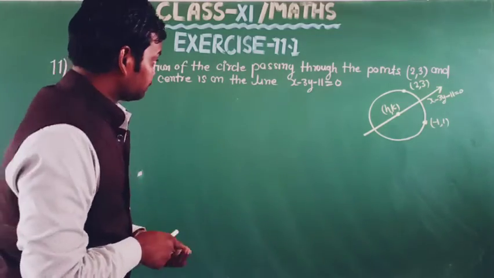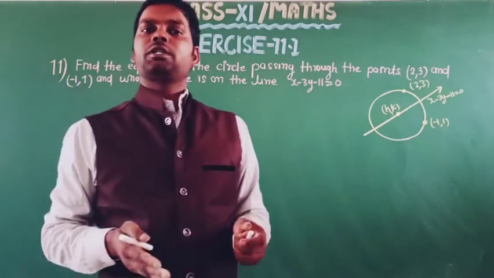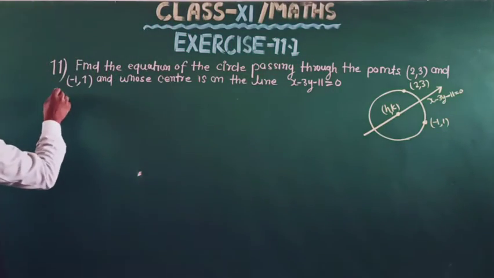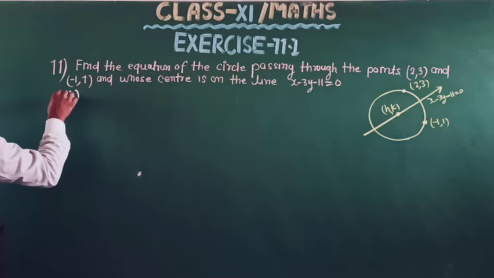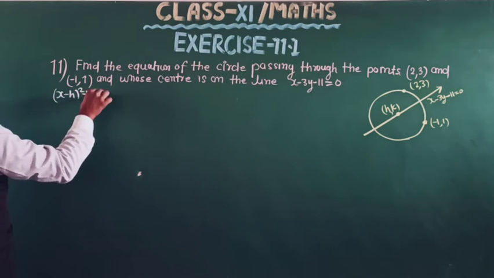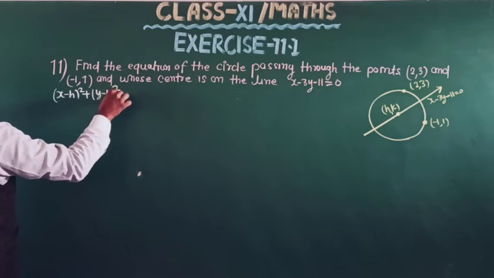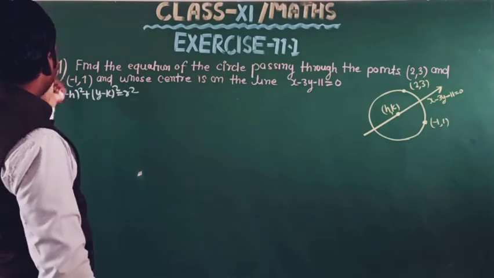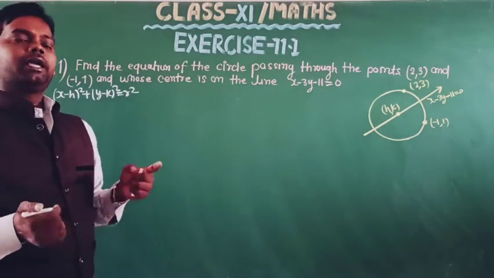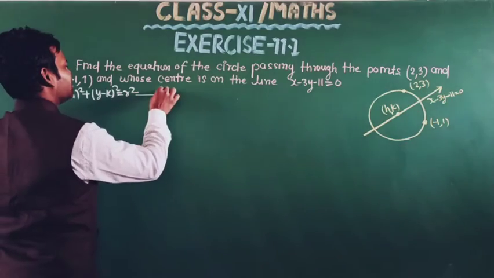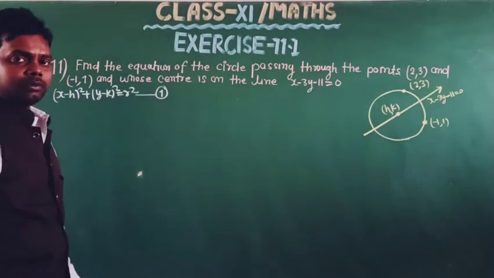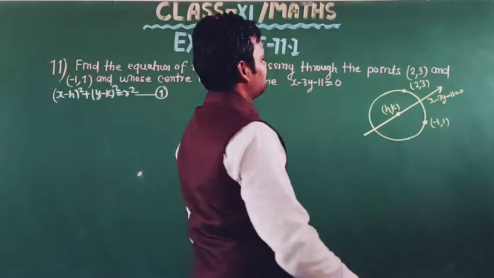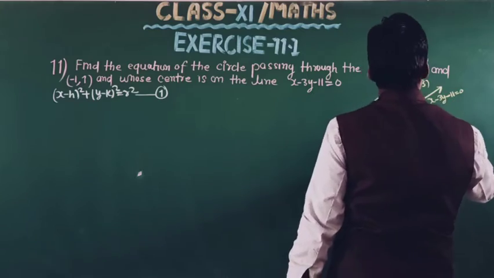Okay, so we know the equation of a circle with center (h, k) and radius r is (x minus h) whole square plus (y minus k) whole square equal to r square. Okay, this is the equation of a circle with center (h, k) and radius r. Say this is equation number 1, and this circle passes through the points (2, 3) and (-1, 1).